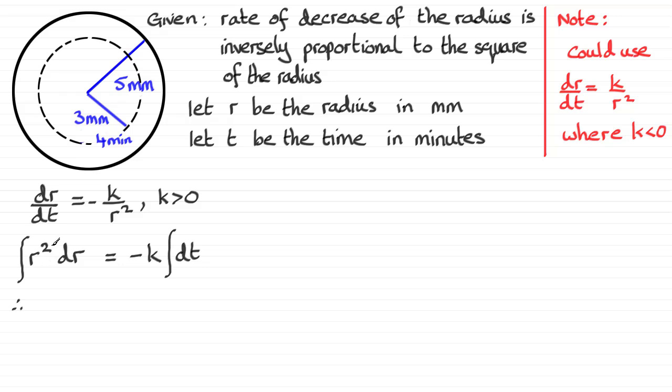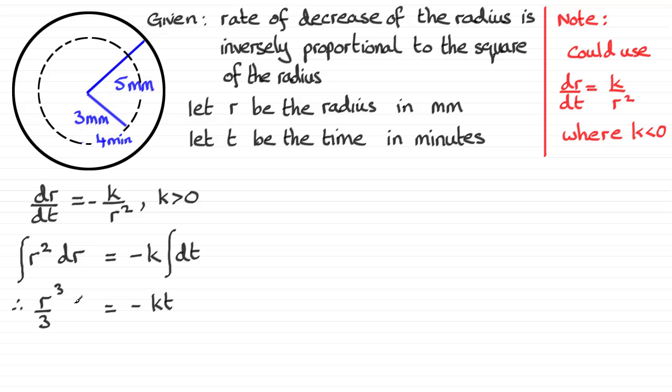Now if we integrate this left hand side with respect to r, just add 1 to the power, that's r to the power 3, and divide by the power. Okay, simple integration there. And if I integrate minus k with respect to t, I'm just going to get minus kt. So we get that is equal to minus kt. And I've got to add a constant.